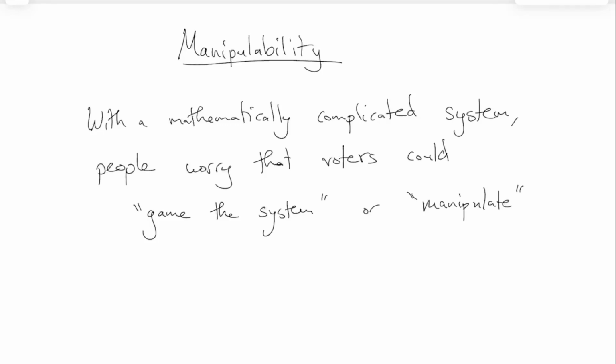This is like with the plurality system. The plurality is very simple, and this is kind of something that's good about the plurality. It's so simple that there isn't much opportunity for people to come up with sort of deep strategies to game the system, all right? With these other more complicated mathematical systems, though, this becomes a real concern. There may be a way that voters could game the system or manipulate, or sometimes this is called strategic voting.